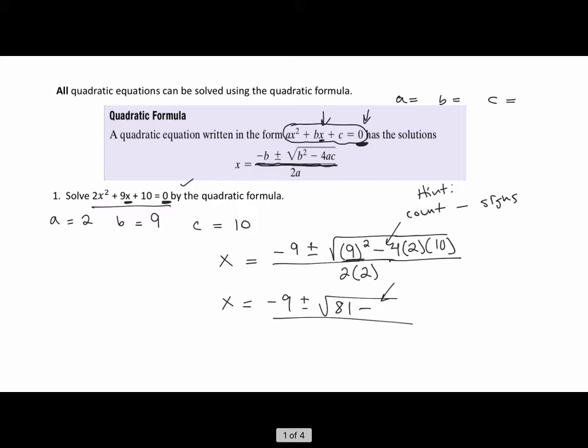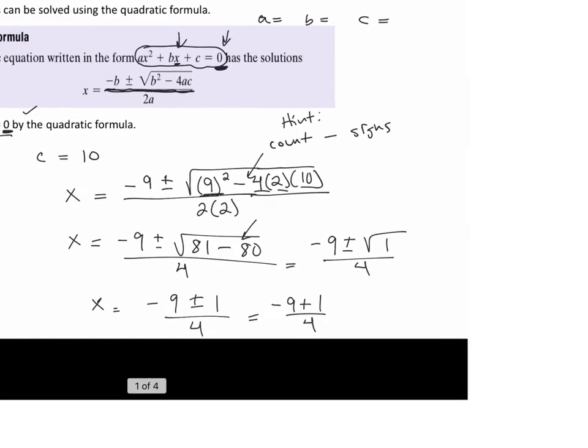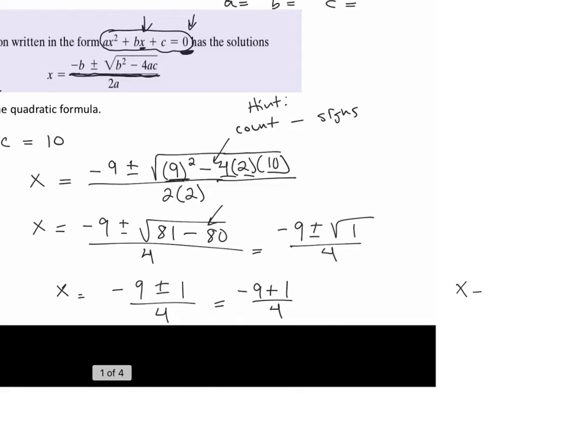So then we'll just multiply. 4 times 2 is 8 times 10 is 80. And in the denominator, 2 times 2 is 4. So still simplifying under the radical, 81 minus 80 is 1. And then we can take the square root of 1, which is 1. And since these are all integers, we're going to go ahead and separate and find answers. So negative 9 plus 1 over 4, that's one answer. And negative 9 minus 1 over 4 is another answer.